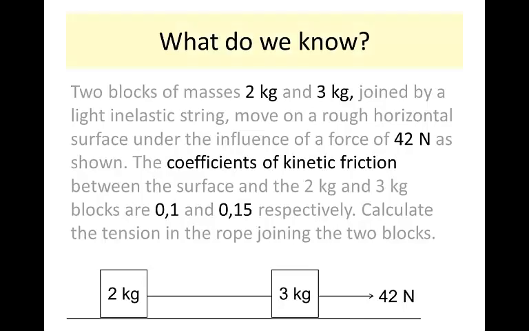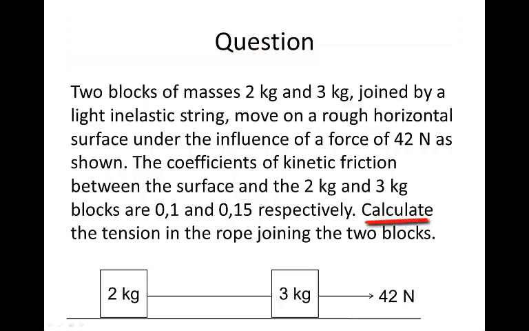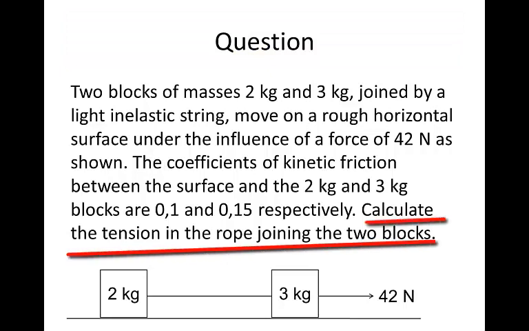We know the masses of the two bodies, 2 kilograms and 3 kilograms. We know that they are pulled to the right by a force of 42 newtons. We know that there is friction, and we're given the coefficients of kinetic friction between the surface and each of the blocks: 0.1 for the 2 kilogram block and 0.15 for the 3 kilogram block. And we're asked to find the tension in the rope which joins the two blocks.